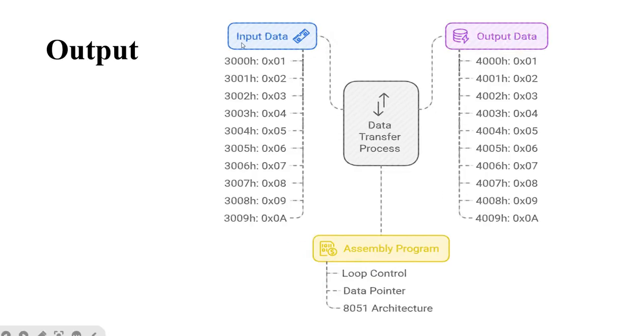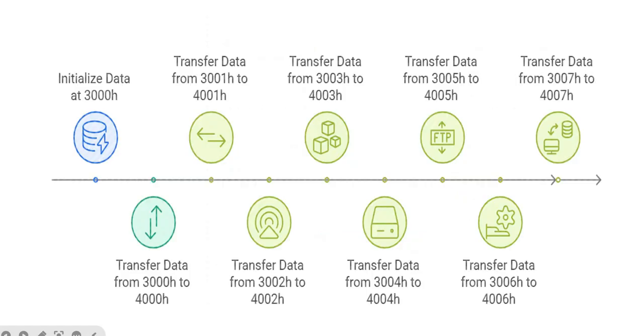So this is the output. What we have done is we have entered these values at the starting address location 3000H to 3009H, and this data has been transferred to 4000H to 4009H by a series of instructions. That is, there was loop control, we have used data pointers, and we have used certain registers. Now this is the overall transfer of data.